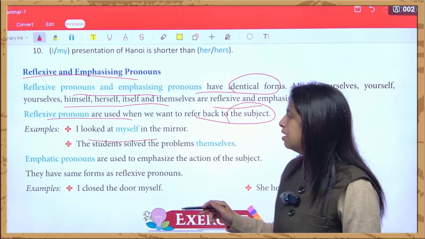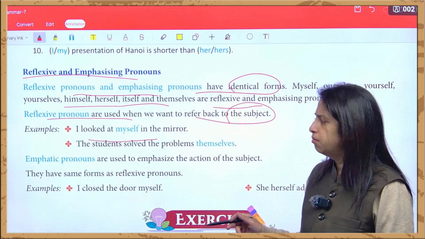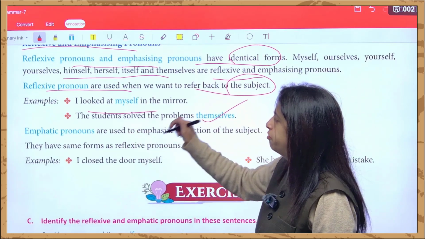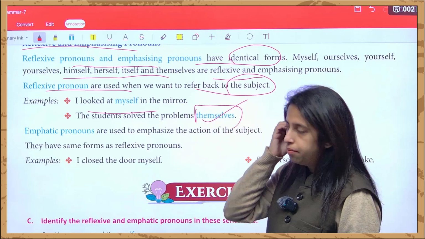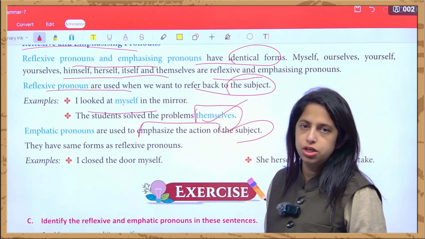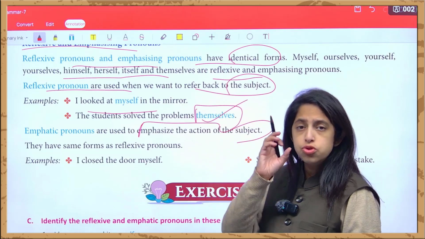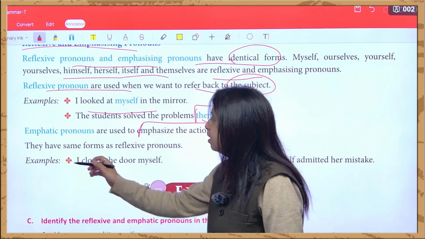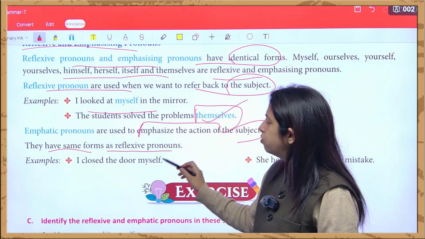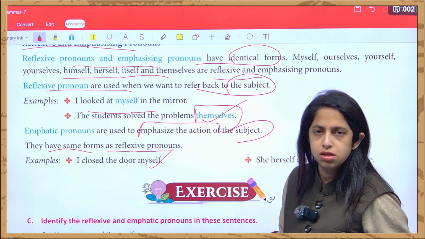जैसे कि I looked at myself in the mirror, मैंने खुद को अपने आप mirror में देखा. The student solved the problem themselves, खुद से solve कर ली. This is emphasize करा है आपने, right. Emphatic pronouns they are used to emphasize the action of the subject. उसके action पर जोर दिया जाता है. They have same forms as reflexive, दोनों same ही होते हैं. I closed the door myself, मैंने अपना door खुद से close किया है.